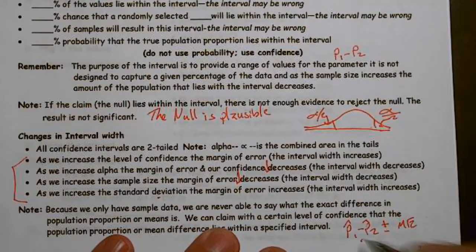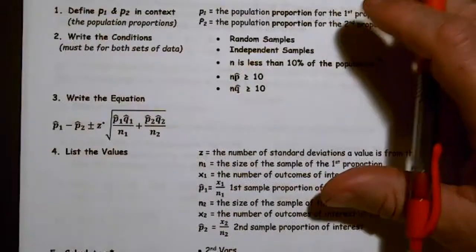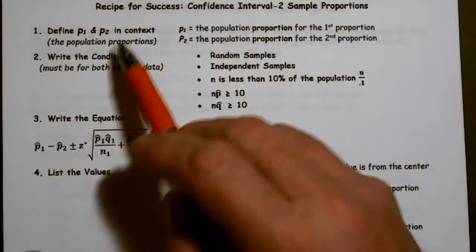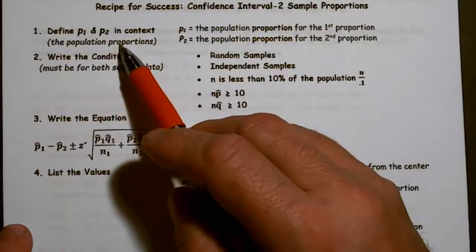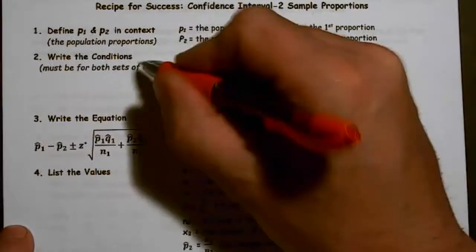All right. So with our recipe, I'm going to go through this rapidly because we've done these before. There's not a whole lot of difference here. We need to make sure we define P1 and P2 in context for both of them. As far as conditions, we need to do them for both.